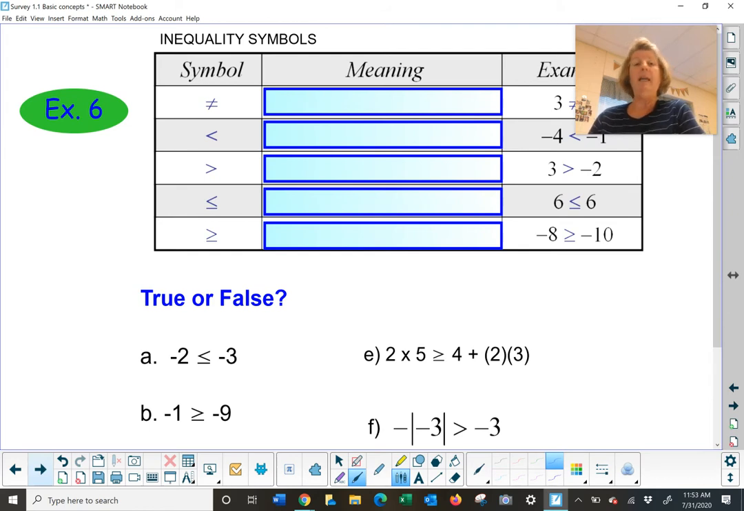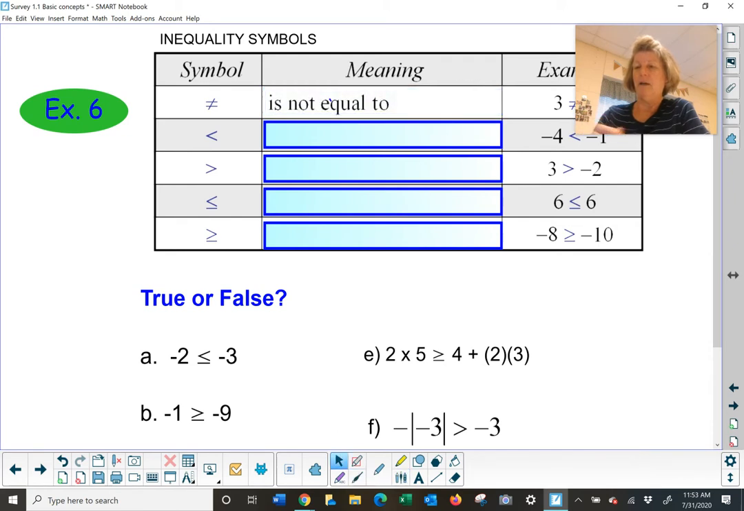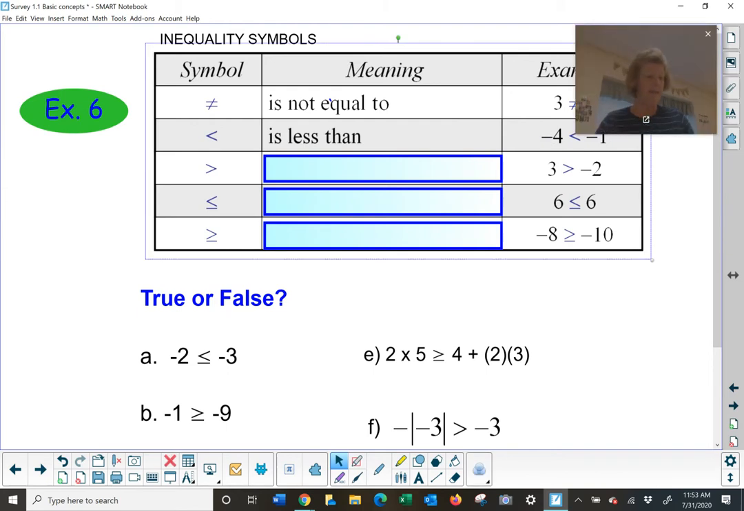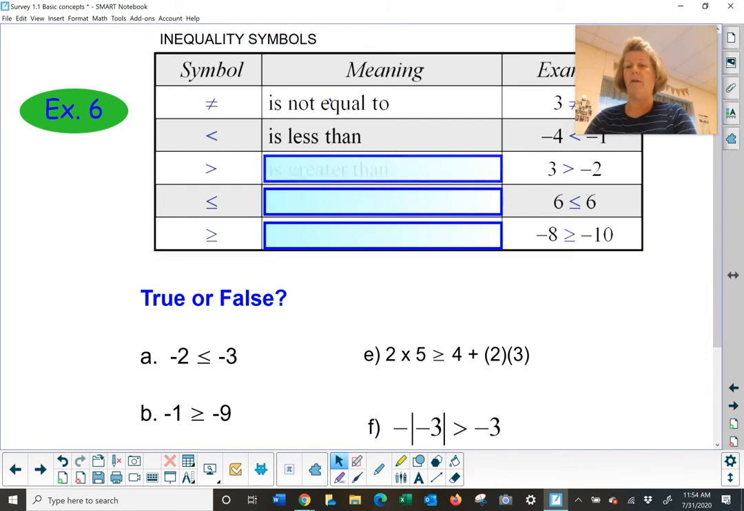All right, inequality symbols, a quick little review of inequality symbols. What do they mean? So this is the not equal sign, isn't it? I think you probably have to write these in. So this is not equal. Less than, the left side is less than the right side. For example, -4 is less than -1. Greater than.